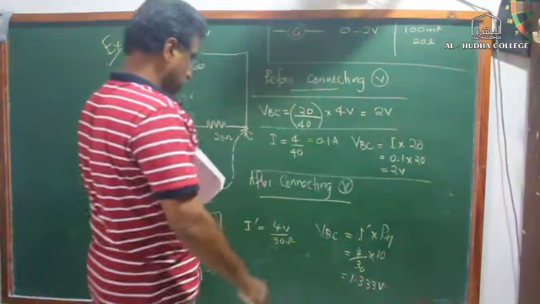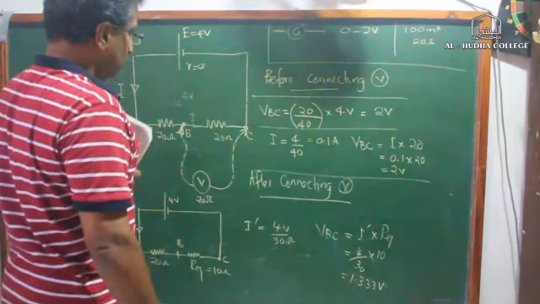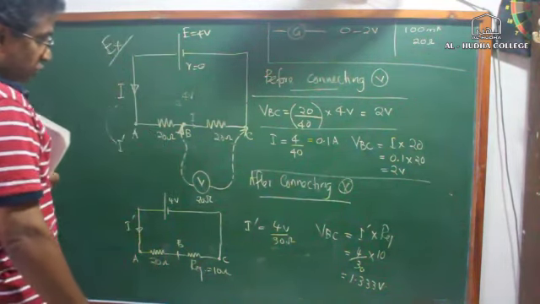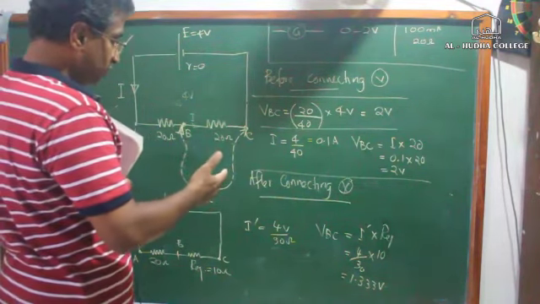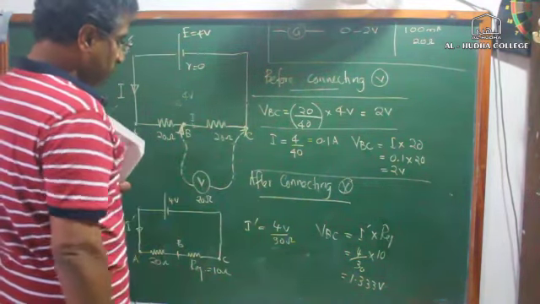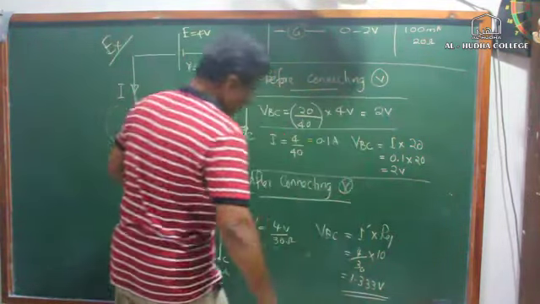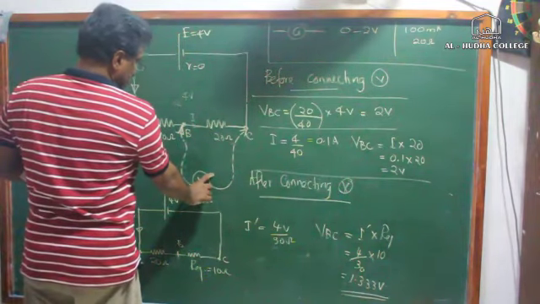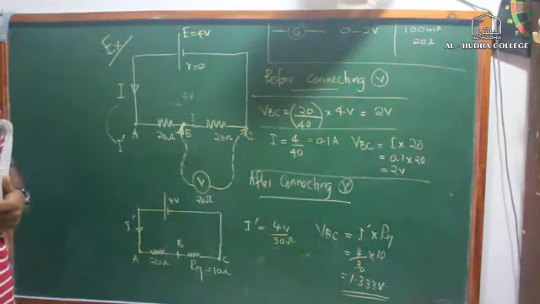Now we expected the reading to be 2 volts, but it has become 1.33 volts, right? That is because of the circuit loading introduced by the voltmeter, the parallel connected voltmeter, right?